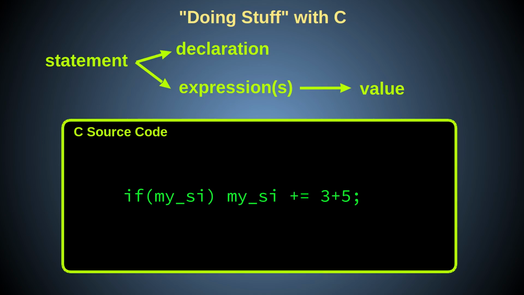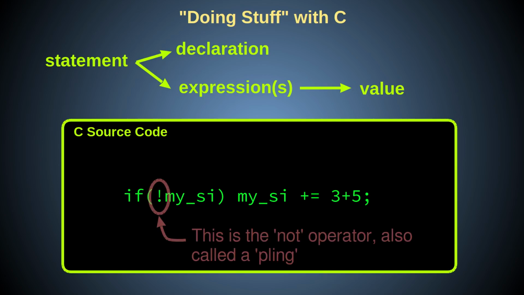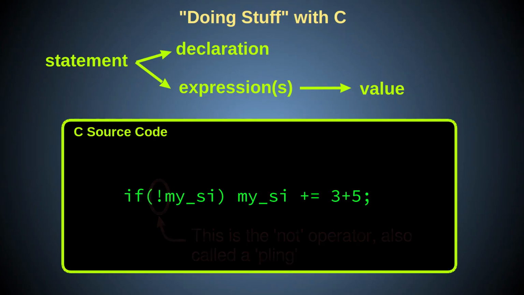Conversely, we can switch this around with the not operator like this. In this example, if mySI is not 0, then !mySI will be 0 and vice versa. So the rest of the statement will only be done if mySI itself is 0.